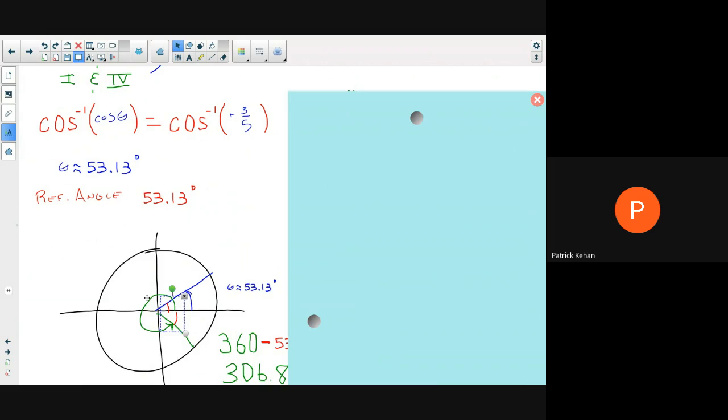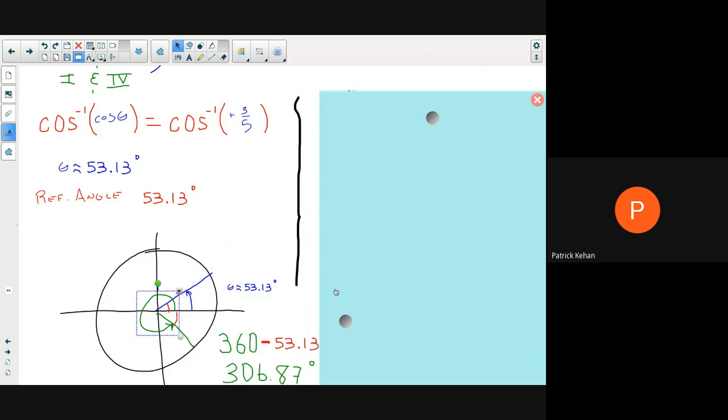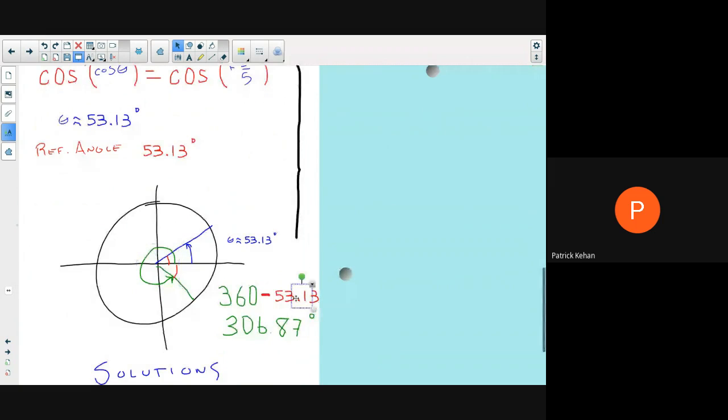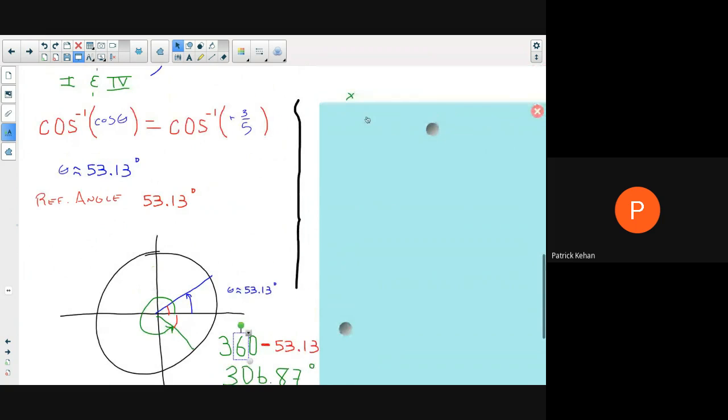So I want to find this green angle here from standard position. Remember, a full rotation is 360 degrees. So I need to subtract this red reference angle here from 360. It's going to give me 306.87 degrees. That is my fourth quadrant angle. So for this equation alone, I have two angle solutions, 53.13 degrees and 306.87 degrees. And next up, I'm going to start working on the other equation.